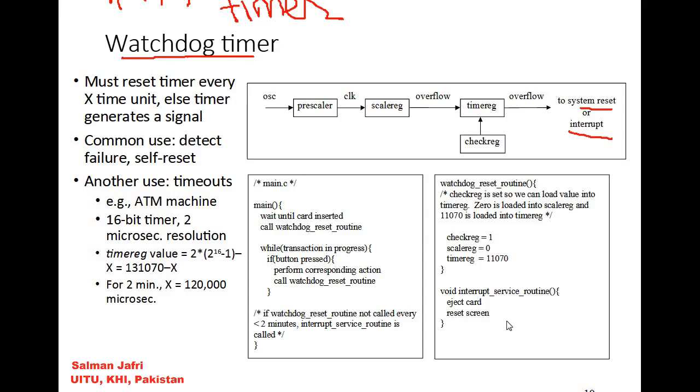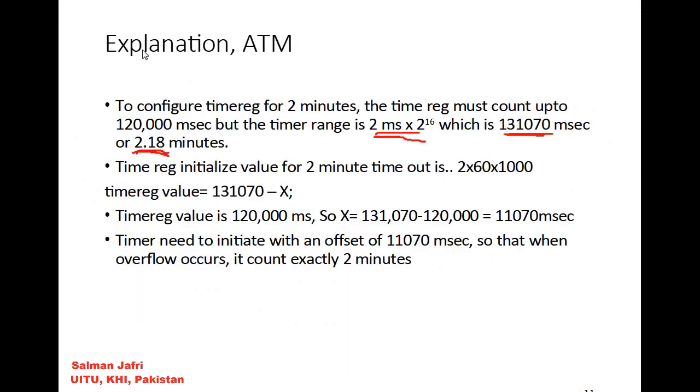So this was the explanation about the watchdog timer and all the other details. Now again we can have the application or the explanation about the ATM timer, right? And most of the things have been discussed before. This 2 millisecond was the range of the scale register, right, which was the resolution of the time register. You multiply it by 2 raised to power 16, it comes out to be 131070 millisecond, which is the maximum count that this ATM timer can count.